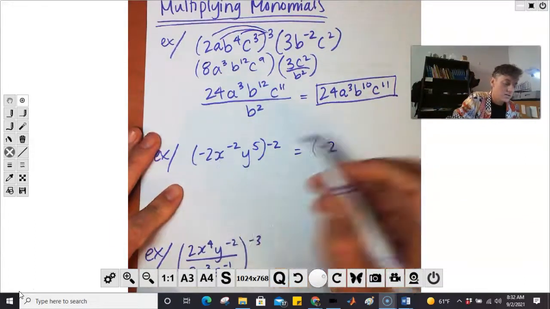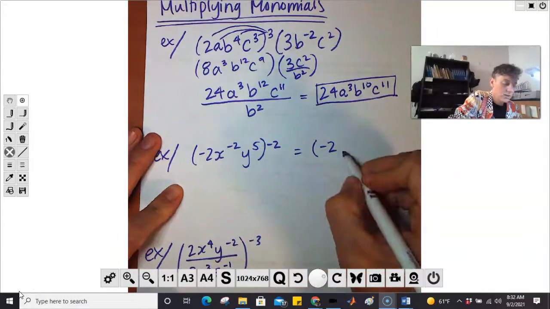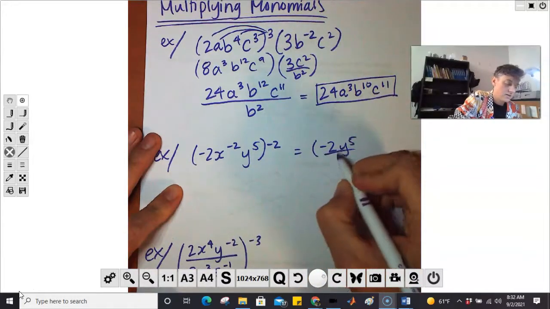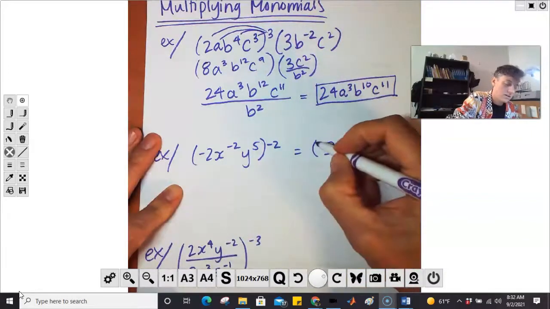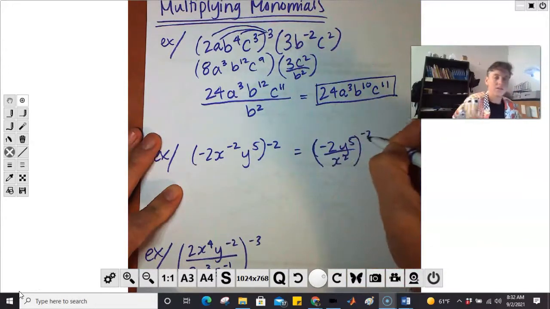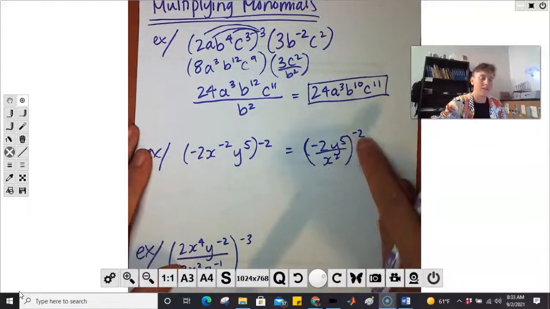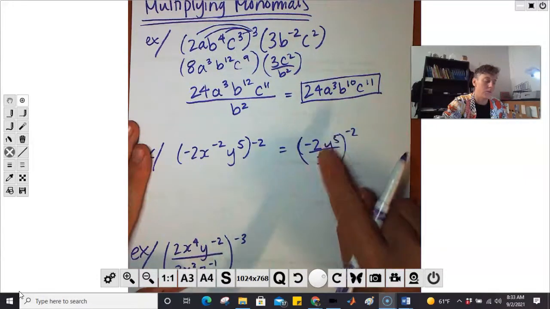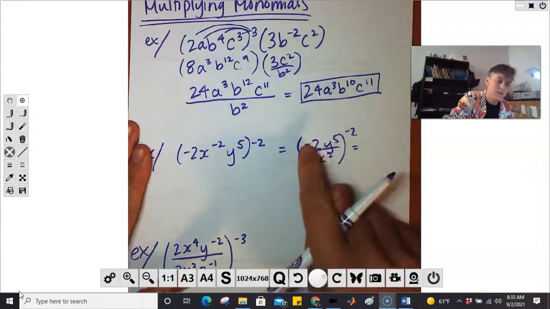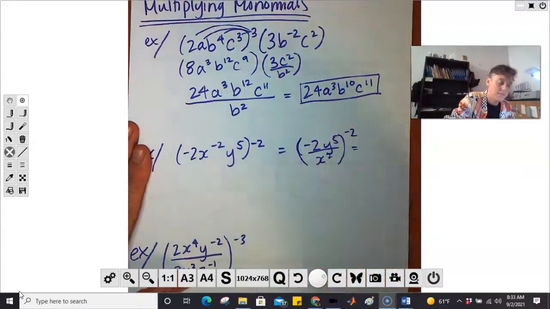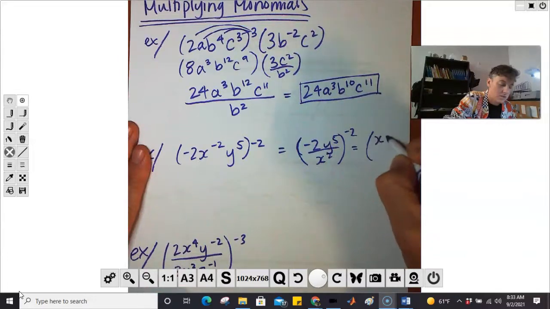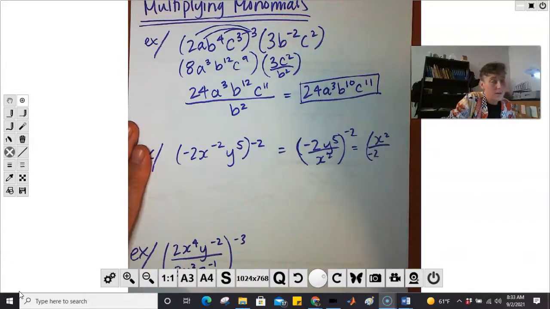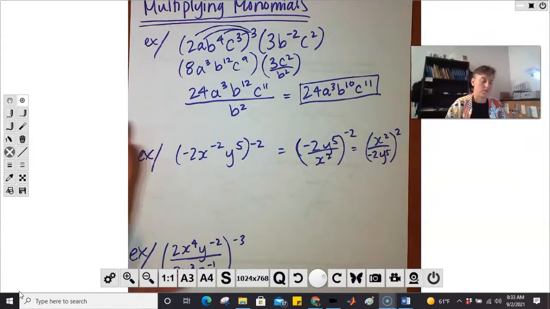This x squared is going to go to the denominator, and the y to the 5th will stay in the numerator. I should extend my parentheses. Okay, so that's to the negative 2. Now let's make this into a positive exponent by doing the reciprocal here. So everything in the numerator is going to go to the denominator. So this is going to become x squared on the top. Negative 2, again, still negative 2. Y to the 5th in the denominator, all that to the positive 2.